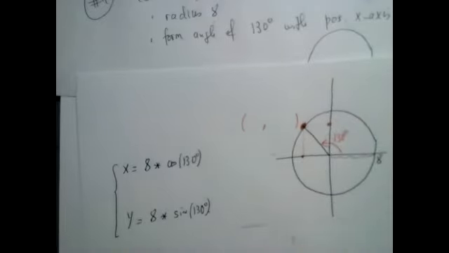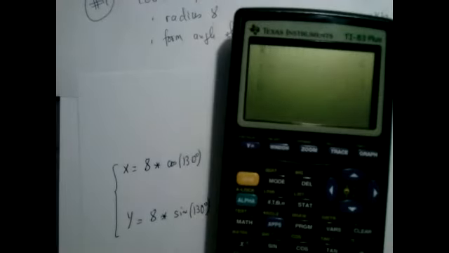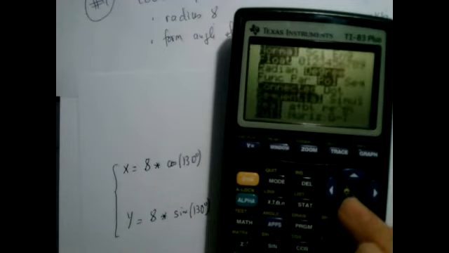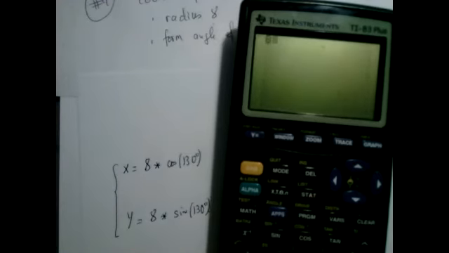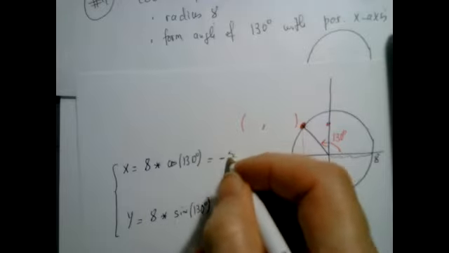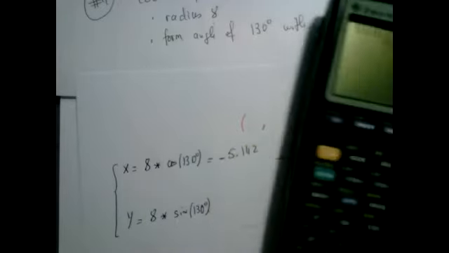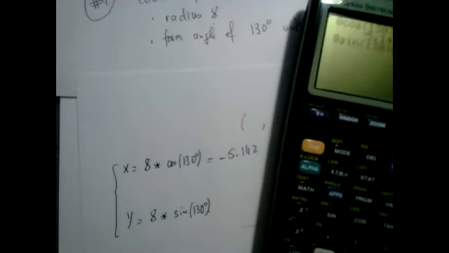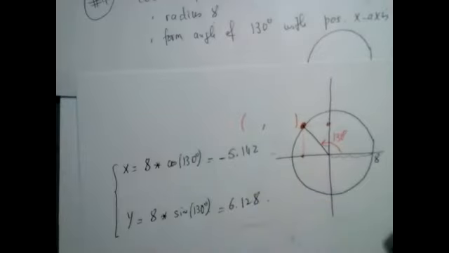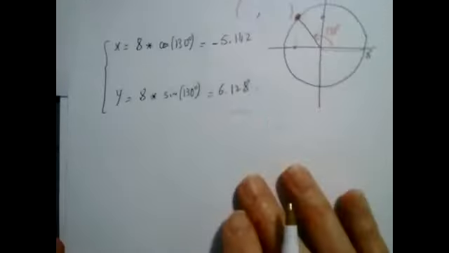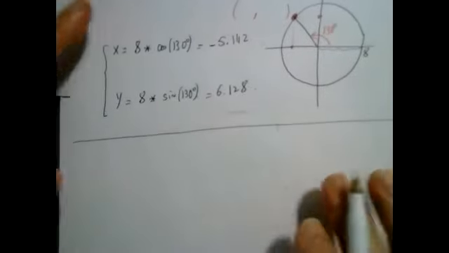And now for this one, it's just picking up the calculator. Usually my calculator is in radian mode because, as I told you, in calculus you will use radians all the time. Actually, it's in degrees, so probably I was doing something with this class. So it's 8 cosine 130, which is minus 5.142, and 8 sine 130, and I get 6.128. Okay. All right, so this is the sine and cosine on the unit circle.